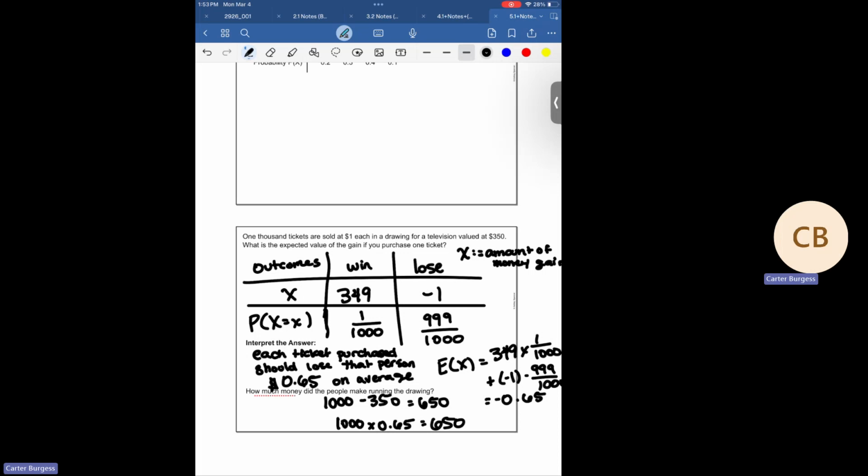Exactly. Yep. This is one way to look at it where we are just saying, hey, we sold $1,000 worth of tickets. We're losing one TV. Here's the amount of money that we've made. But the other way is to say, hey, on average, we're making 65 cents per ticket that we sell. We're selling 1,000 tickets. Here's how much money we'd expect to make.